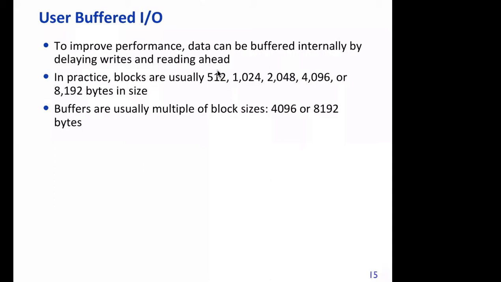In general, blocks are of 512 bytes or 1024 bytes or 2048 bytes or 4096 bytes or so. So half K, 1K, 2K, 4K or 8K. And buffers are just multiples of these. It depends on the OS, it depends on the design.